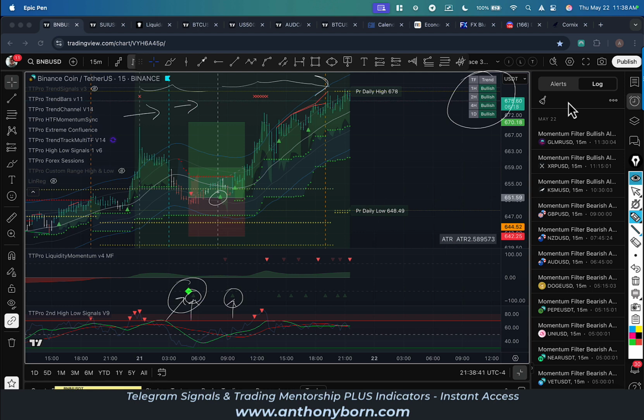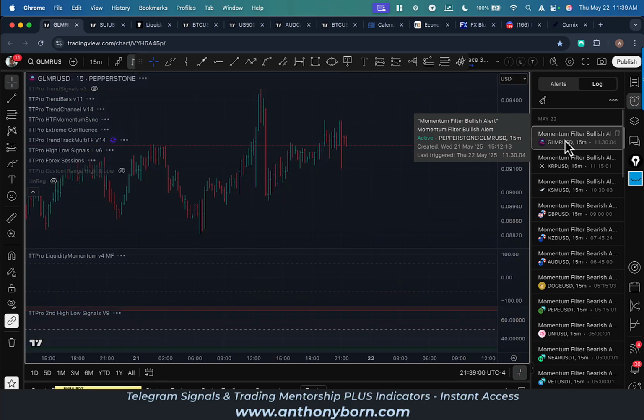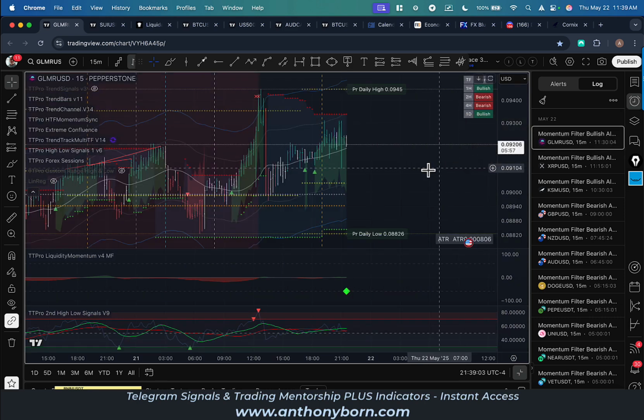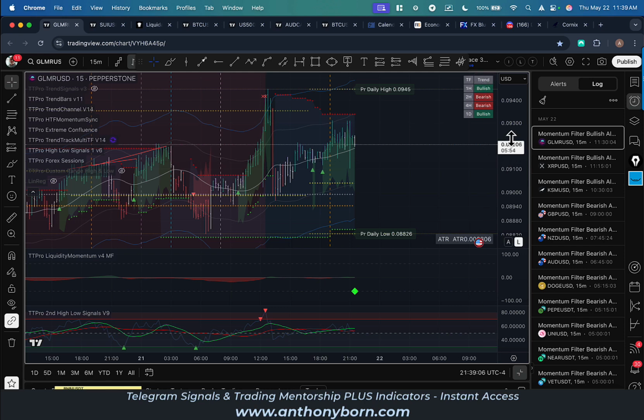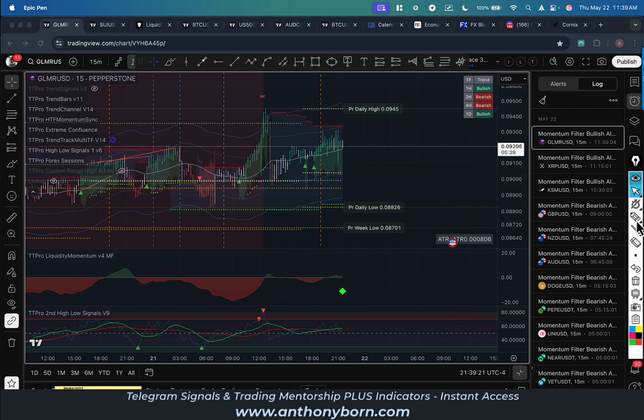We just set them to go off in the alerts, and then we can come in and I'll show you how that works. So let's just go to the alerts, see what's coming in. Click on these. We'll start with the top, GLMR. Bullish alert. This is a really nice setup here. We've just had the alert. Strong bullish momentum here. Green has crossed up red. I would take that trade.